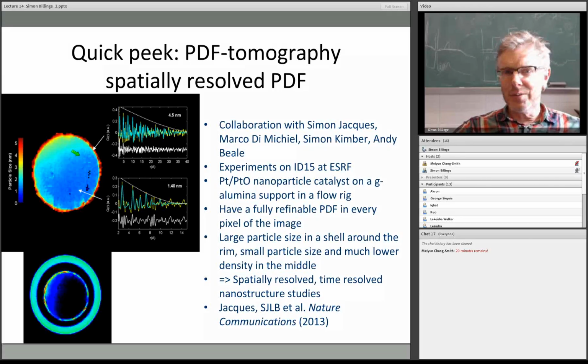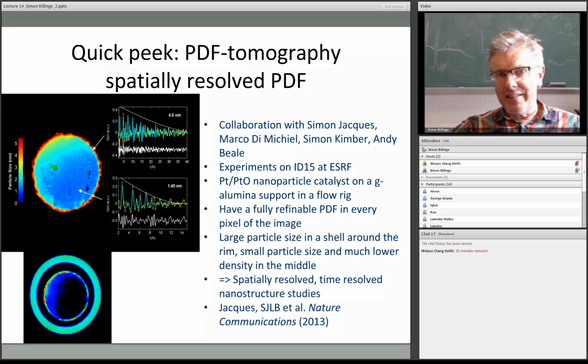This was a catalytic sample where it had a palladium catalyst sitting on an alumina surface. If you look at the surface of the catalyst body, it actually had palladium nanoparticles that were large. They had PDF peaks extending out to high R. If you look deep inside the material, there was less palladium in there, and the size of the nanoparticles was smaller. And we can spatially resolve the quantity and the size of the nanoparticles as a function of position.